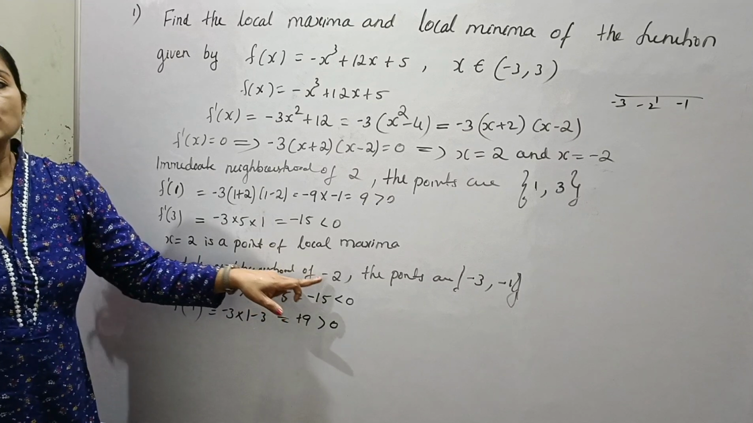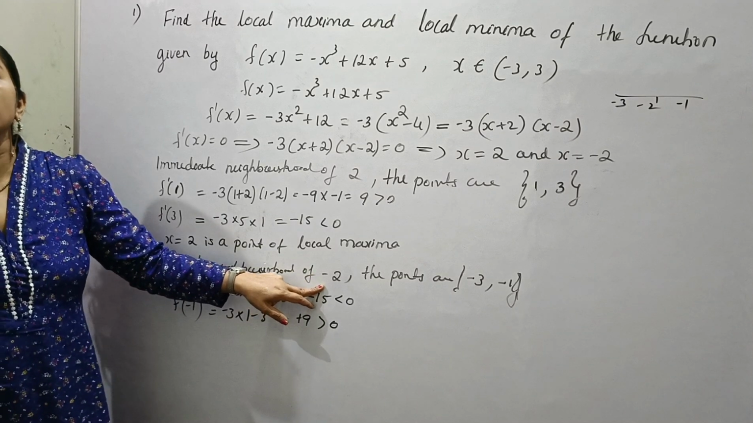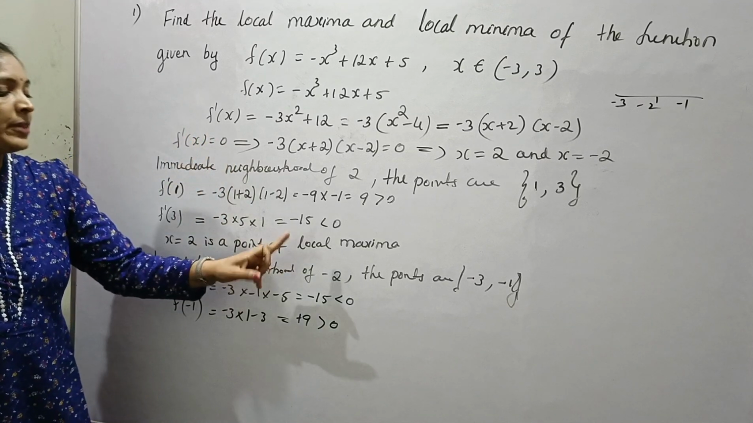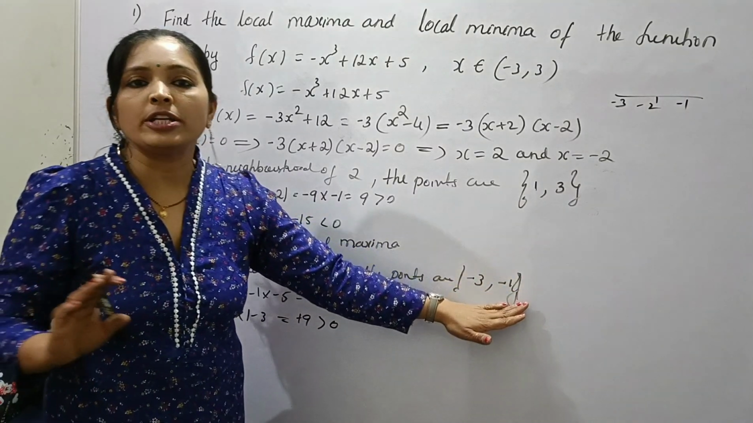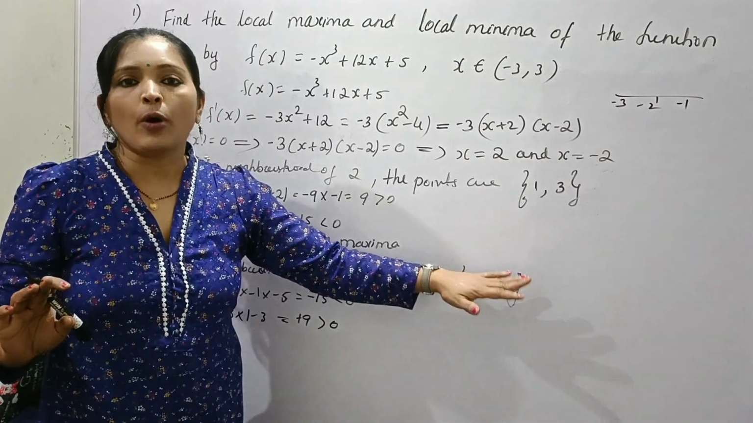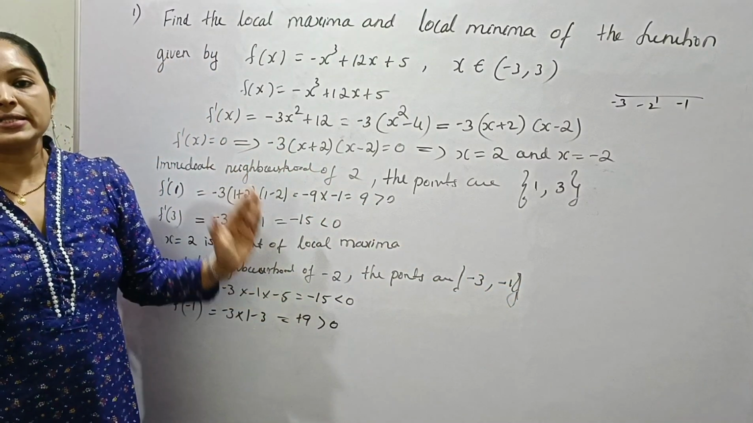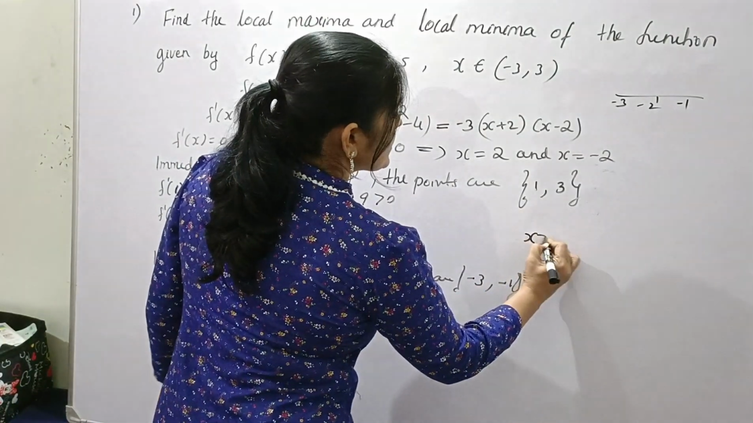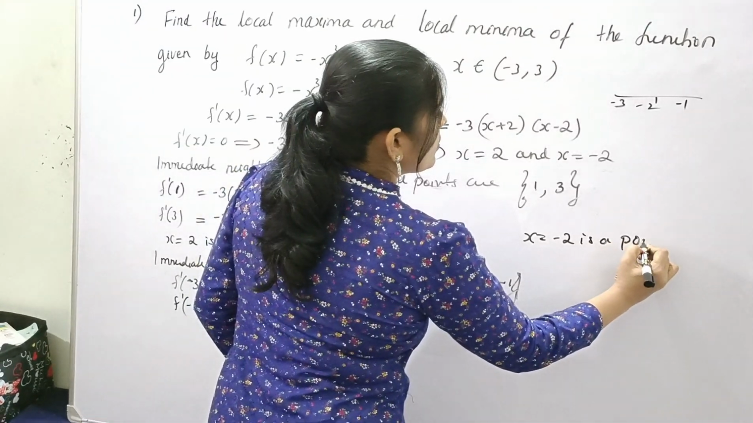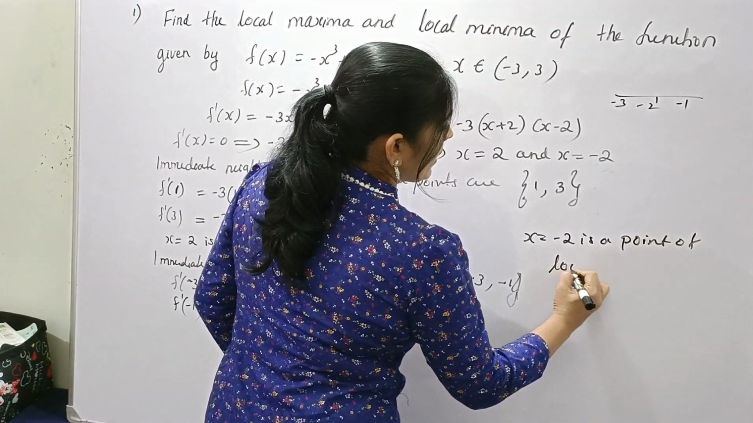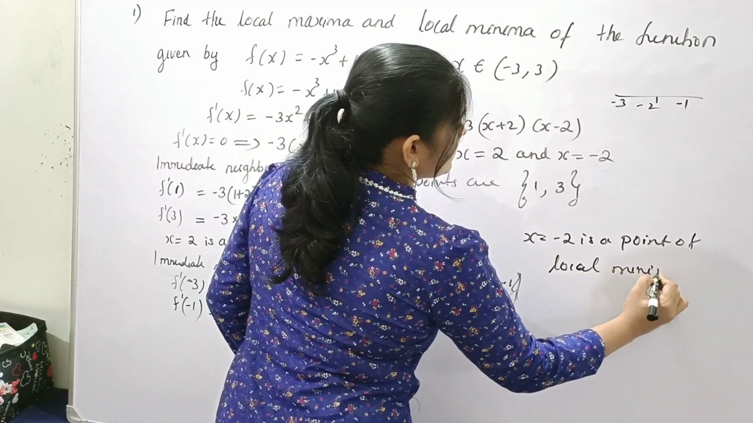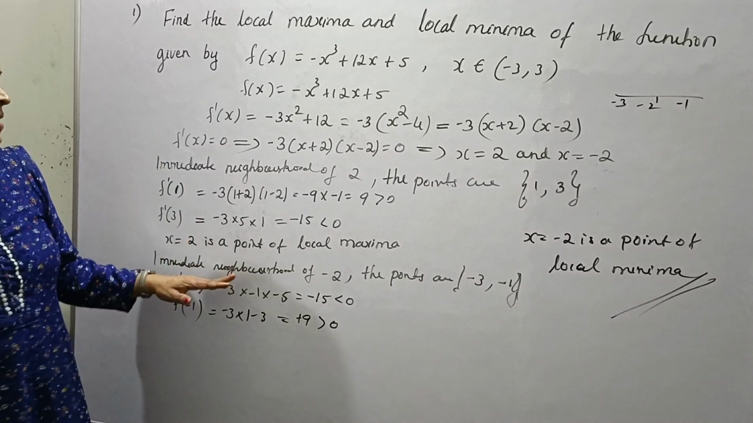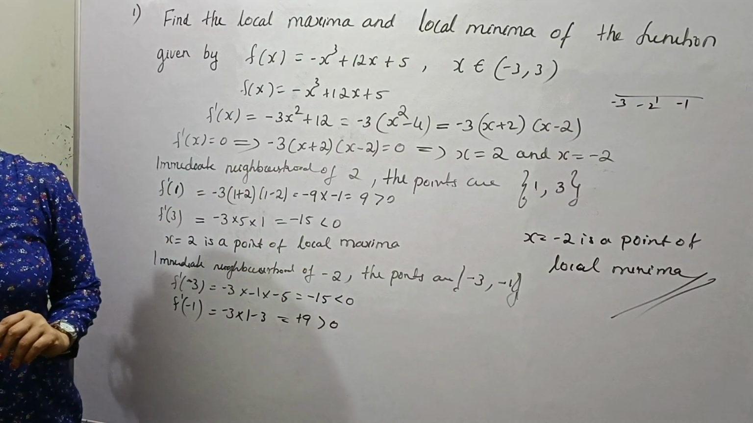Therefore, x is equal to minus 2 is a point of local minima, because here the sign of f dash of x changes from negative to positive as the critical point increases. Therefore, x is equal to minus 2 is a point of local minima. So x is equal to 2 is a point of local maxima and x is equal to minus 2 is a point of local minima.